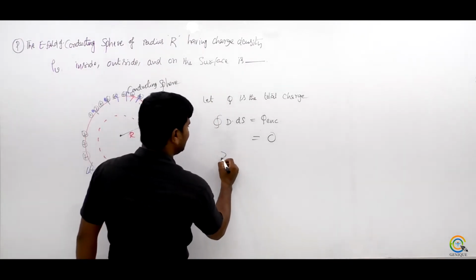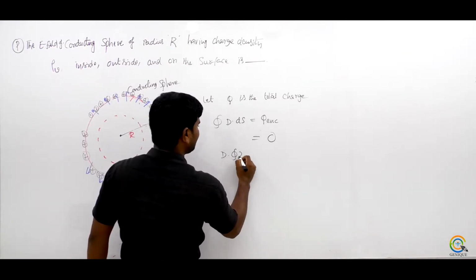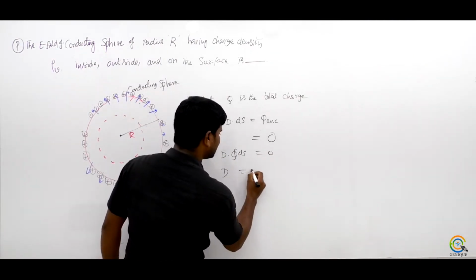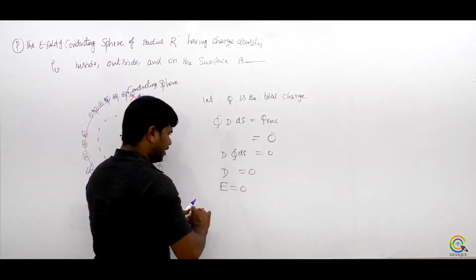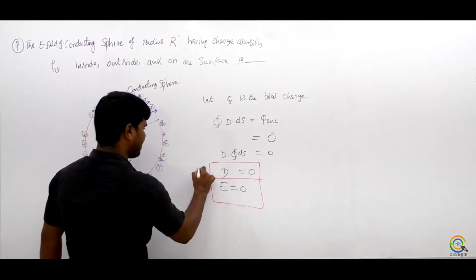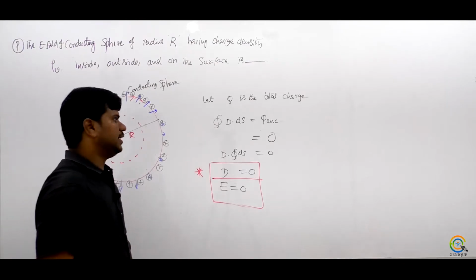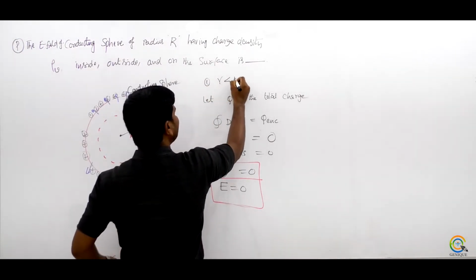So the integral of D dS is equal to 0, so D is equal to 0, and so E is equal to 0. This is very, very important for the conducting sphere: E is 0 and D is 0 inside. This is for r less than R.